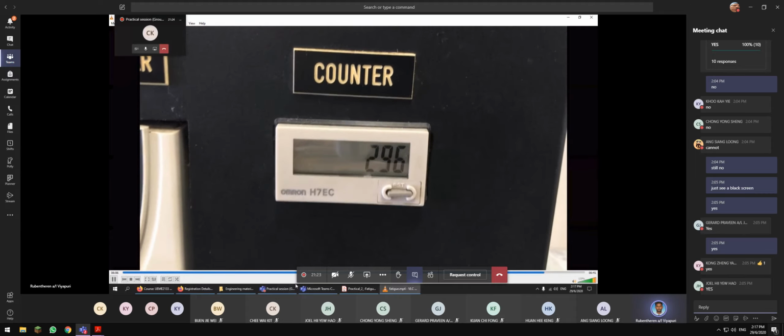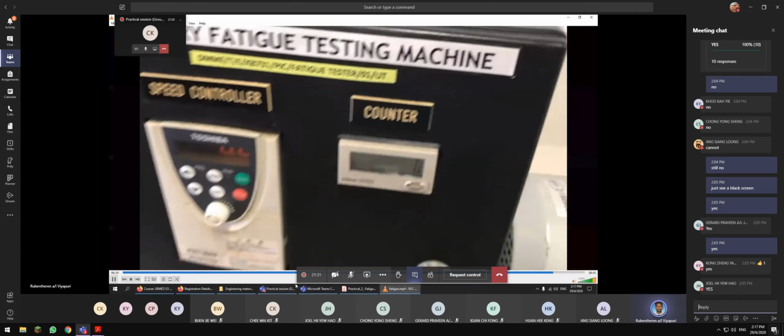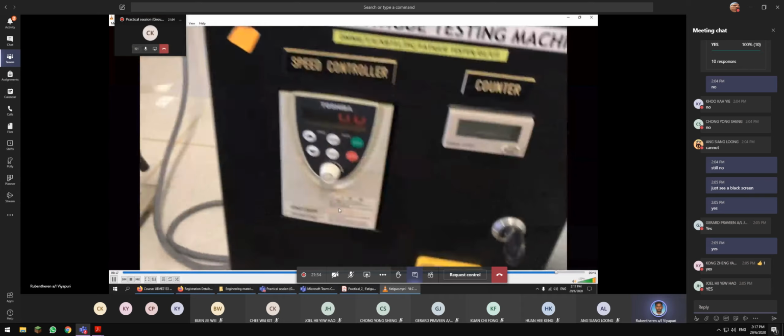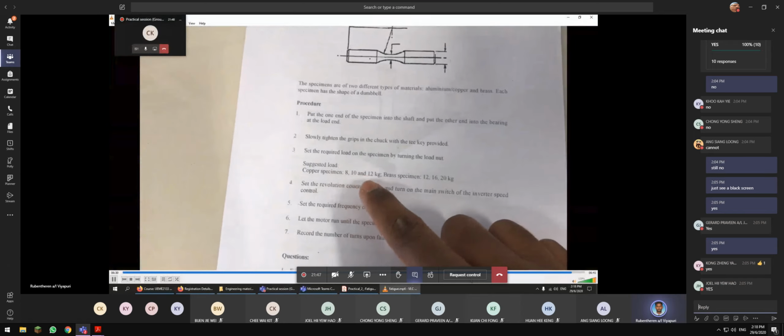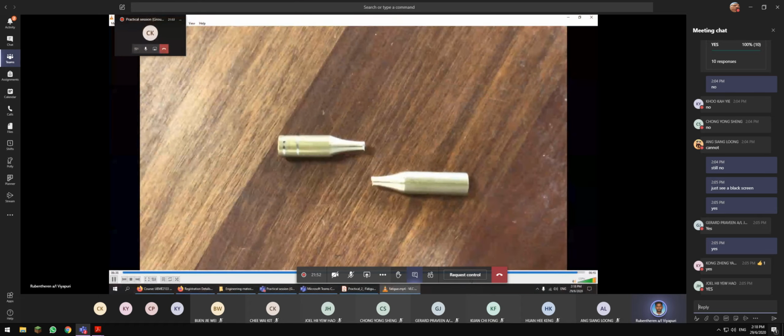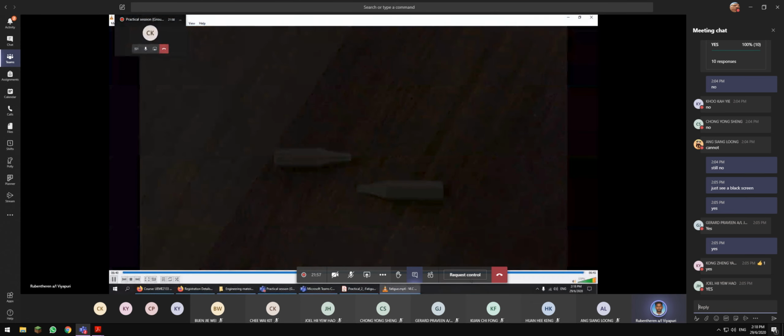This is the count the material has gone through before it snaps. Then after that you set it to 0, turn the knob back to 0, switch off the mains, remove the material. Repeat the same procedure for 12 kilo, 16 kilo for brass, and 8, 10 and 12 for the copper specimen. This is the damaged material for brass, which is loaded at 20 kilograms.